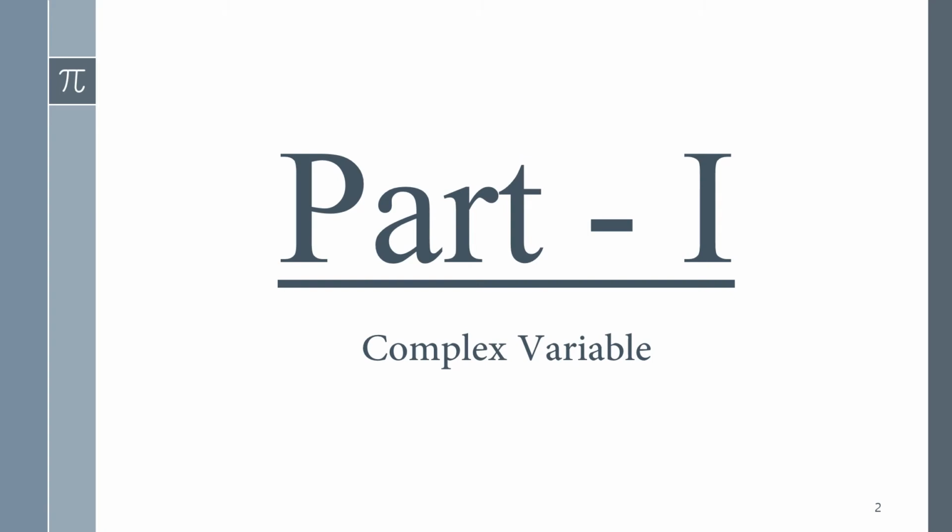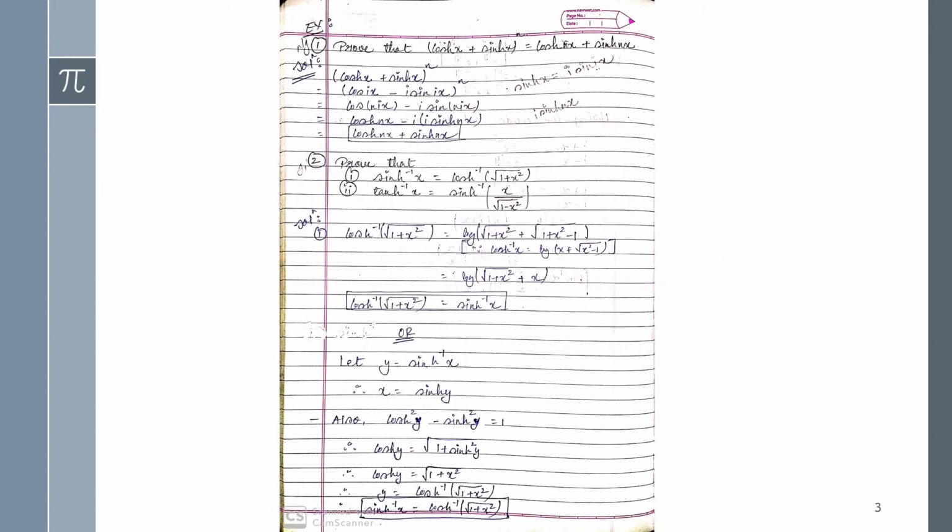Let's start with part 1, guys, with the complex variable. Here you can see the first example: prove that (cosh x + sinh x) whole raised to the n power equals cosh nx + sinh nx. We can write this by De Moivre's theorem. In De Moivre's theorem it was not given with h, it was just given for the real functions, but here it's given for the hyperbolic functions.